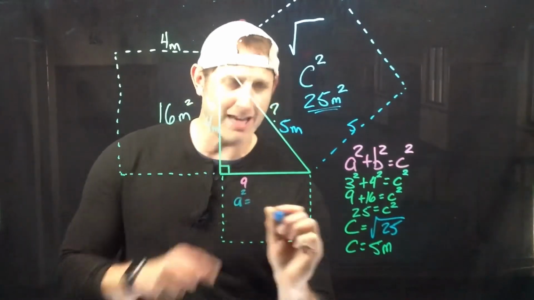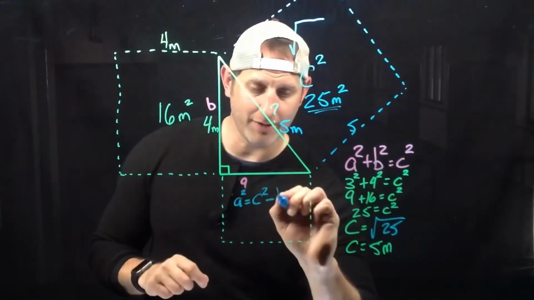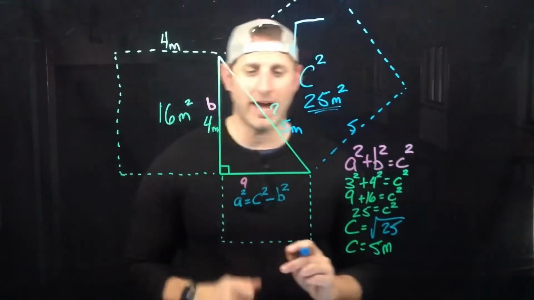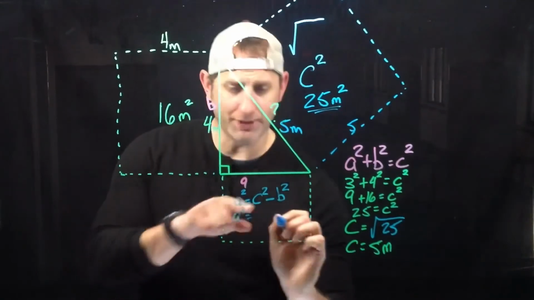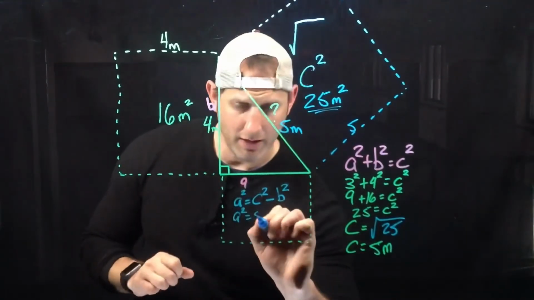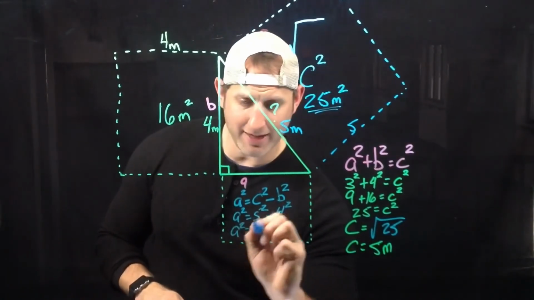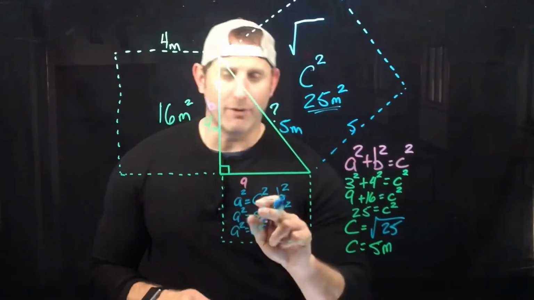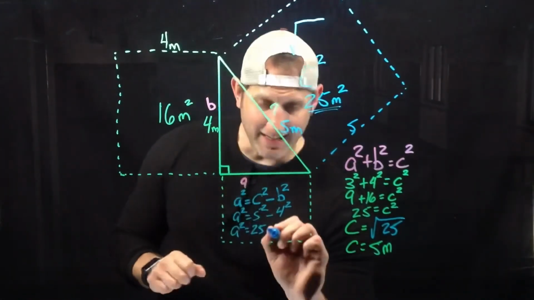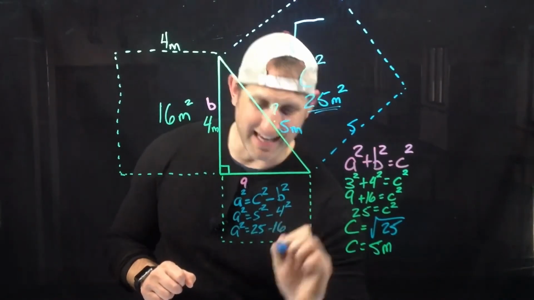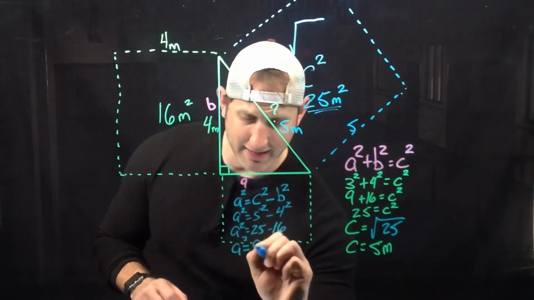A squared is equal to what we know, c squared minus b squared. And then we can just plug in the numbers that we know. A squared, we don't know, is equal to c squared. C is 5 squared minus 4 squared. A squared is equal to 5 times 5, which is 25. Remember, it's squared. It's not 5 times 2, which a lot of kids make mistakes with. Minus 4 squared, which is 16. That means that a squared is equal to 25 minus 16, which was 9.